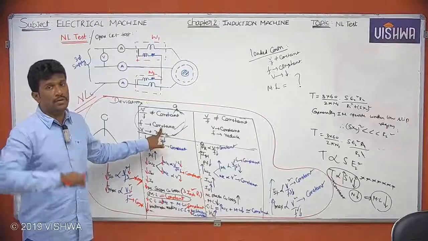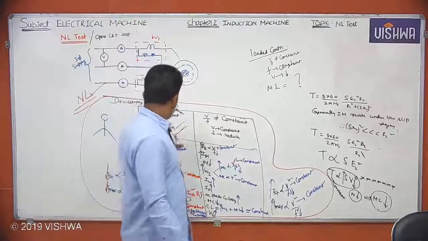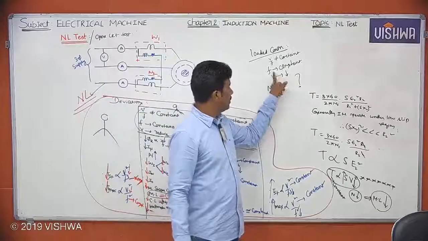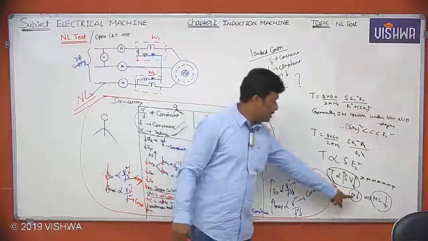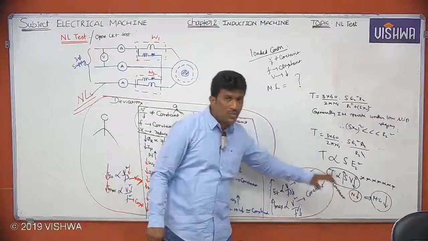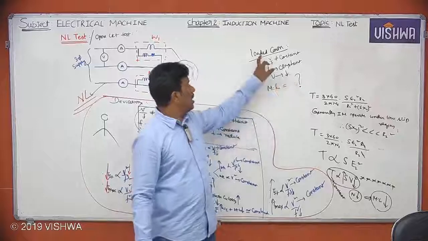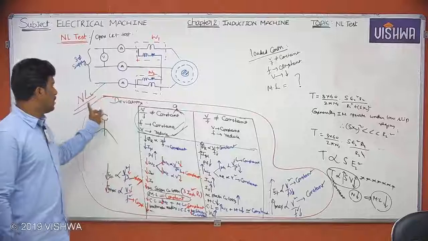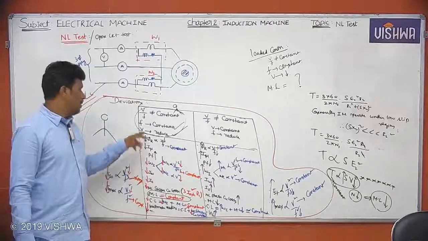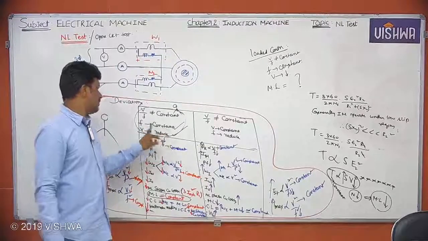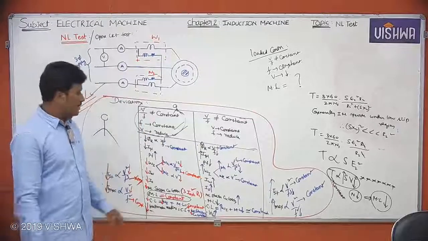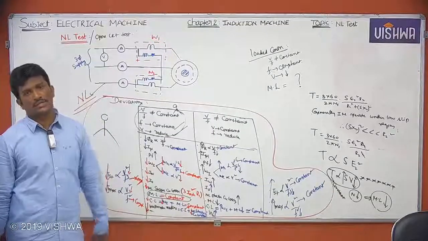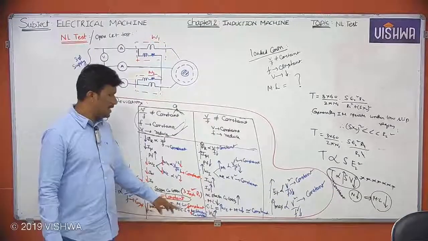Some people will be having doubt. Sir, you told that though frequency is constant, if you reduce voltage, speed is reduced. That is the case under loaded. But the question is under no load condition. Under no load, if you maintain frequency constant and reduce voltage, your speed remains constant. That's the reason why I have taken mechanical loss as constant here.